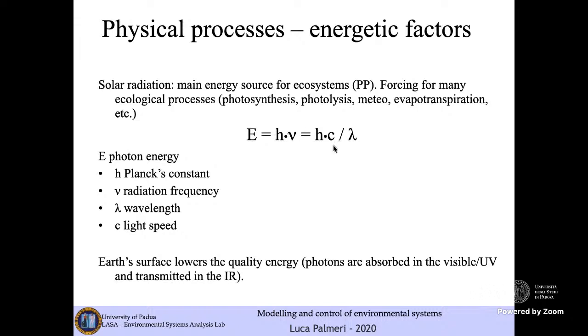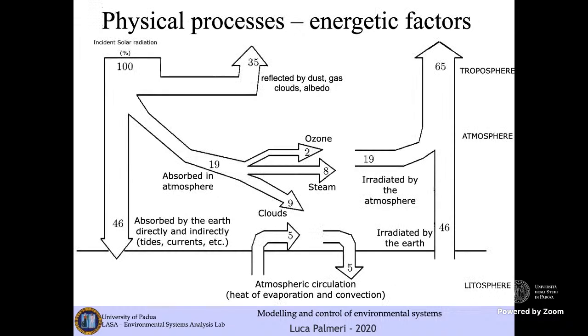We have said that the Earth's surface dissipates energy by lowering the quality of energy. Photons are absorbed in the visible spectra and in the ultraviolet domain, and this energy is retransmitted in terms of heat or infrared radiation. I remind you, this is the graph by which we started analyzing energy balances on the surface of our planet.